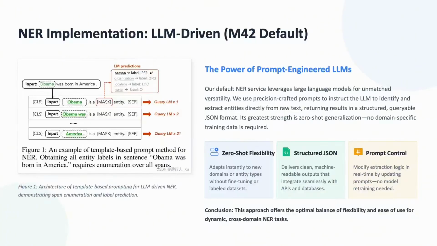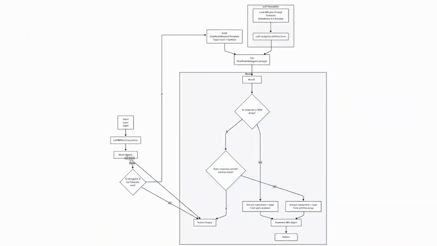3 unparalleled advantages. First, zero-shot cross-domain flexibility. It adapts instantly to new industries or custom entity types without any fine-tuning or labeled training data. Second, standardized structured JSON output. All extraction results follow unified schema definitions for seamless integration with downstream systems. Third, dynamic prompt control. Adjust extraction logic in real time by updating prompt templates with zero model retraining overhead.